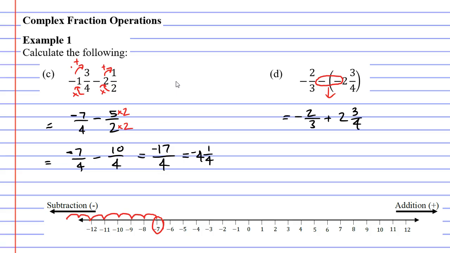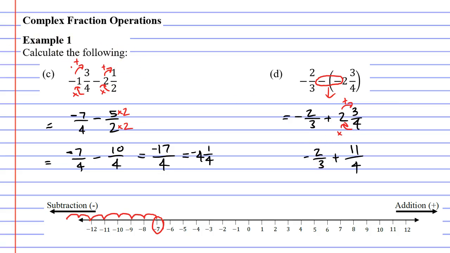The next thing I want to do is I really don't want any mixed numerals, so I'm going to convert it to an improper fraction. We do this by timesing first and adding second. What do we get when we do that? 4 times 2 is 8, and 8 plus 3 is 11. So my second fraction is going to have a numerator of 11 and the denominator stays the same. It stays as 4.